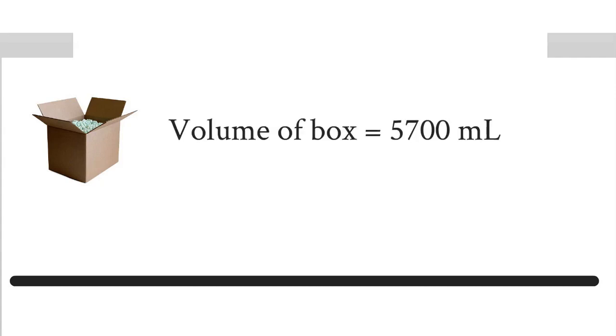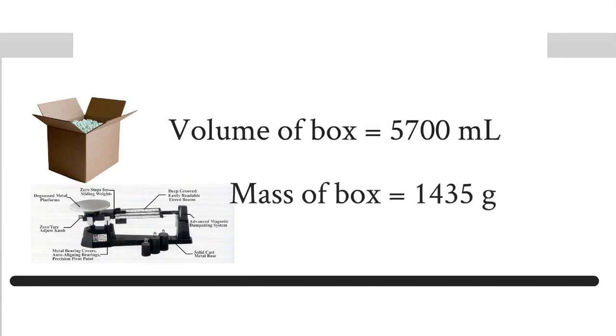Say we had a box, and that box was full of those little crunchy plastic packing peanuts. And the volume of this box, this amount of space that it takes up, is equal to 5,700 milliliters. Now, what if we were to put this box on a scale and we get the mass of the box, and the mass of the box is 1,435 grams.